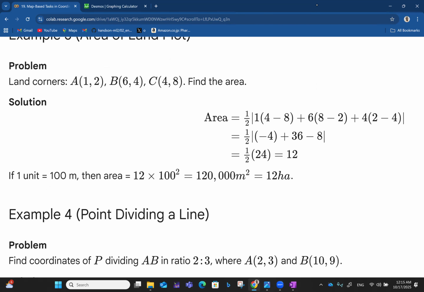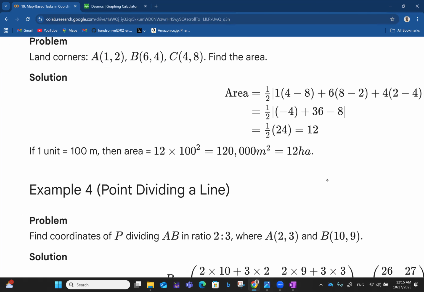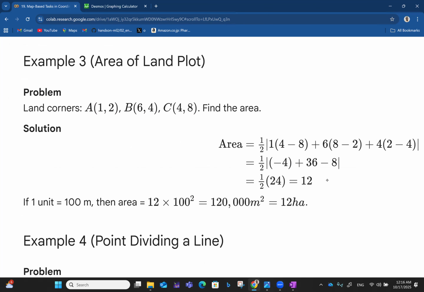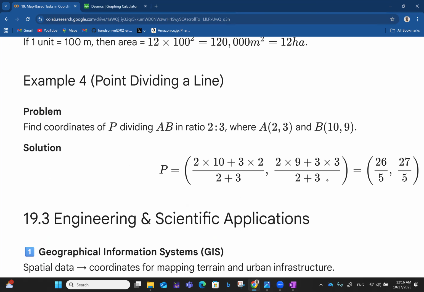Okay. So we have that now. So if 1 unit is 100 meters, then area will be 12 times 100 squared. We're talking about area. So that's 12 times 100 times 100. 100 times 100 is 10,000. So 12 times 10,000 is 120,000. So 120,000 meters squared is 12 hectares of plot, 12 hectares of land. So if you have those coordinates, that's what you have.